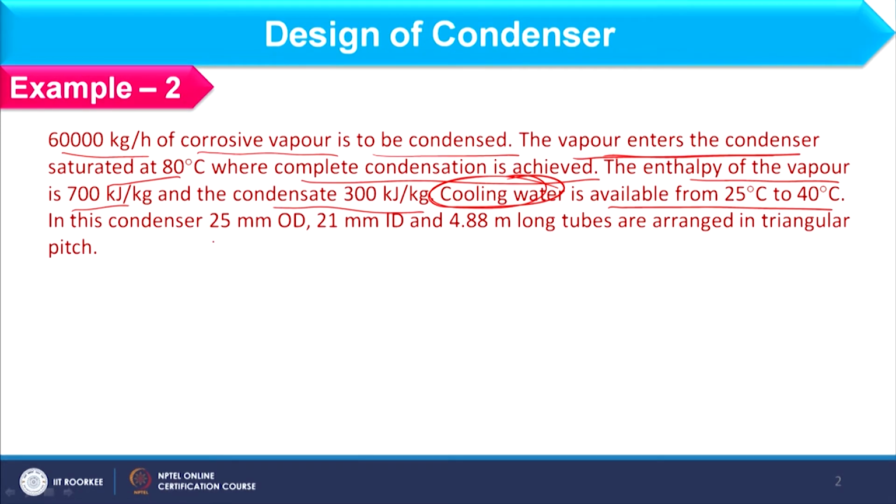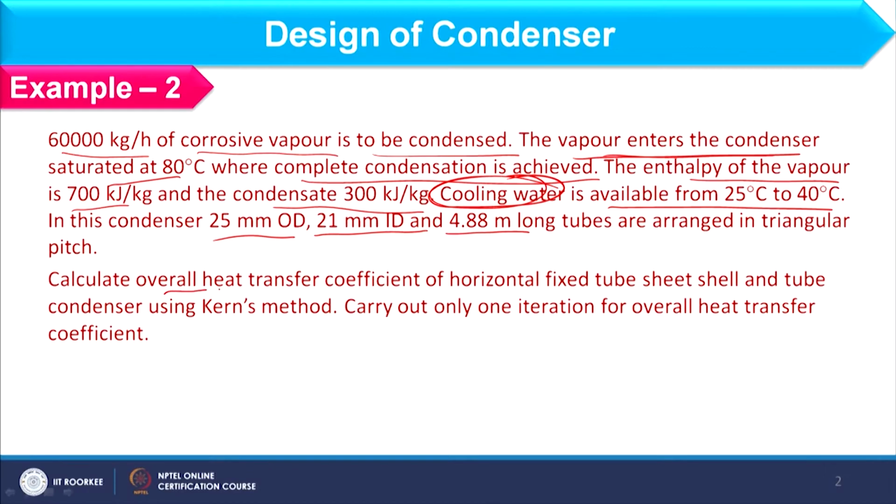In this condenser, 25 mm OD and 21 mm ID tubes, 4.88 meter long, are arranged in a triangular pitch. So the arrangement is triangular, and what we have to find out is the overall heat transfer coefficient of a horizontal fixed tube sheet shell and tube condenser. The condenser is positioned horizontally, condensation is occurring in the tube side, and we have to find the overall heat transfer coefficient using Kern's method.